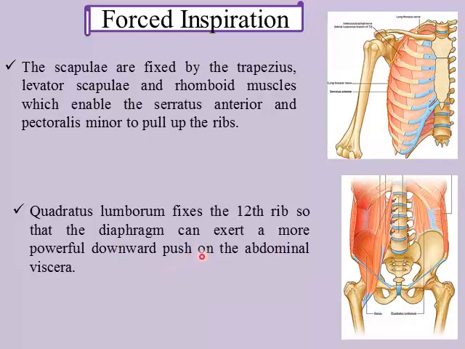Transversus thoracis, do you remember? They arise from the sternum and walk laterally and upward to be inserted in the costal cartilage. So they depress the costal cartilage to which they are attached, because they arise from the internal surface of the sternum to the costal cartilage.